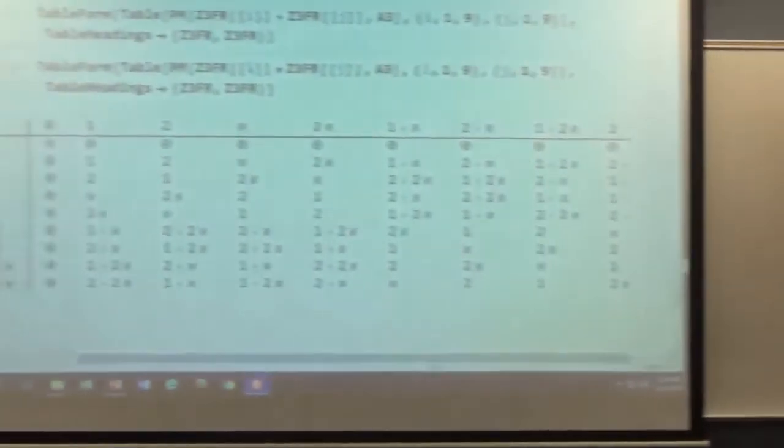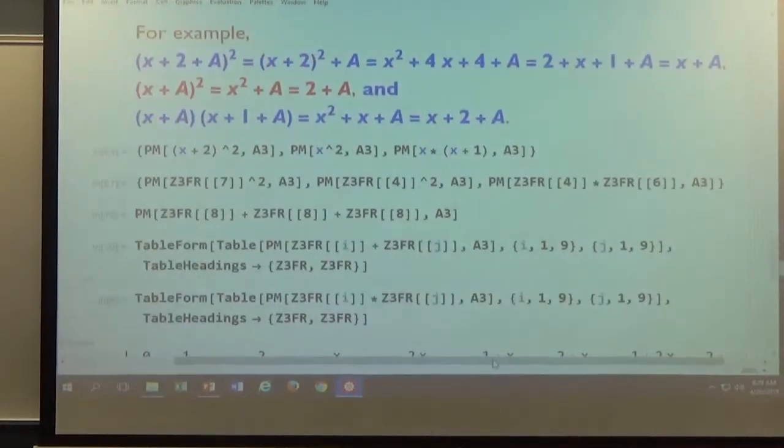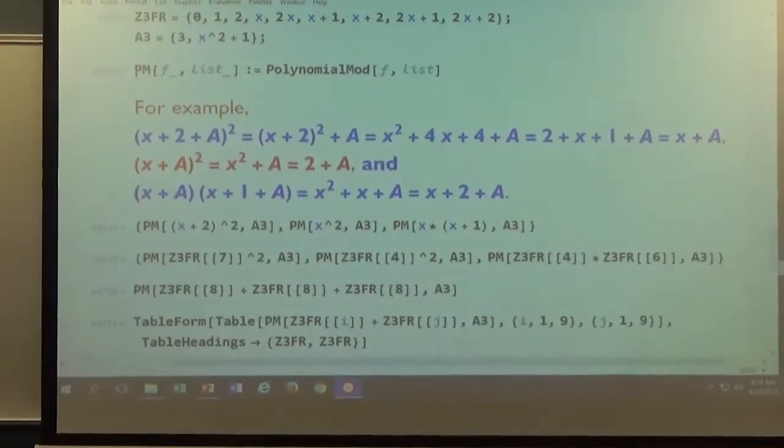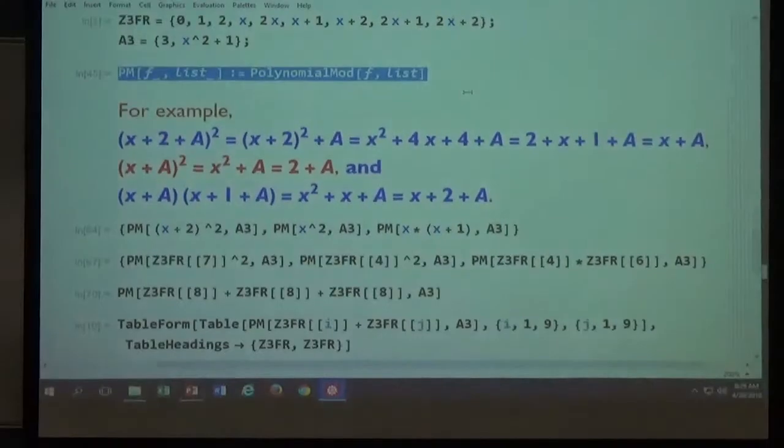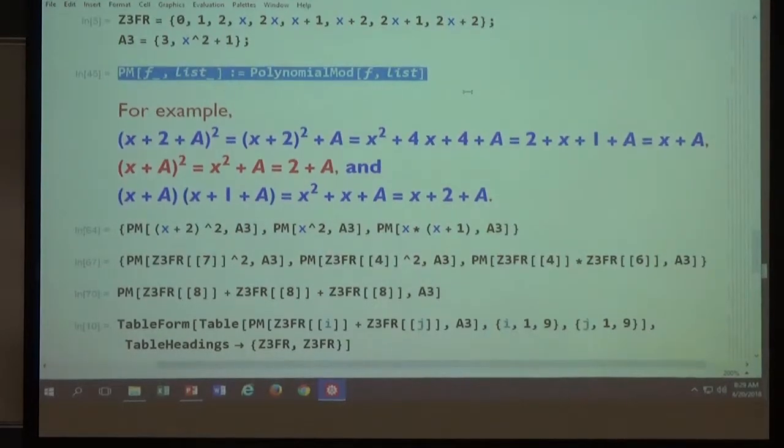I think it's pretty cool Mathematica code. Again, I didn't have to create this PM function. I could have just used PolynomialMod itself. It just made the code further down easier to read by doing that.